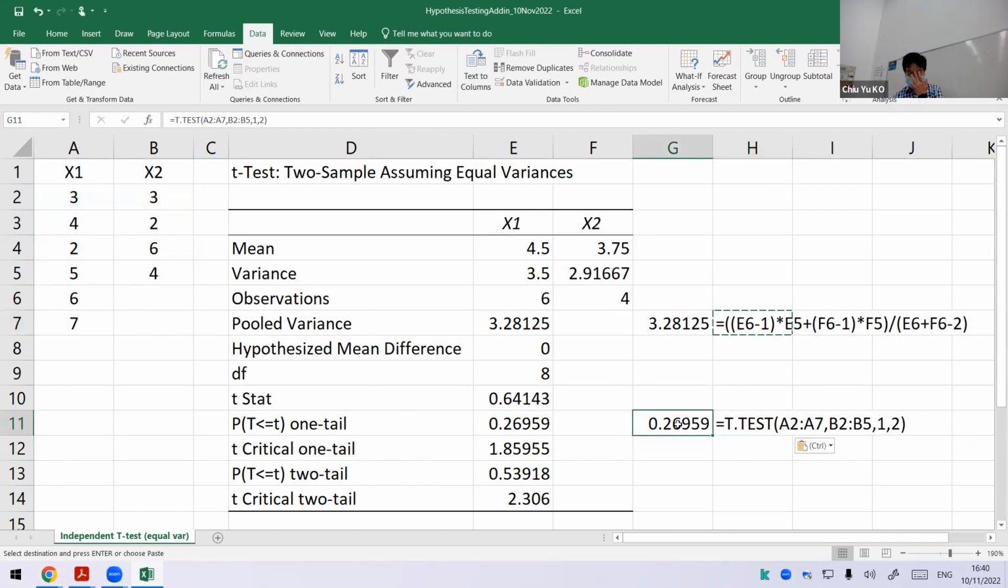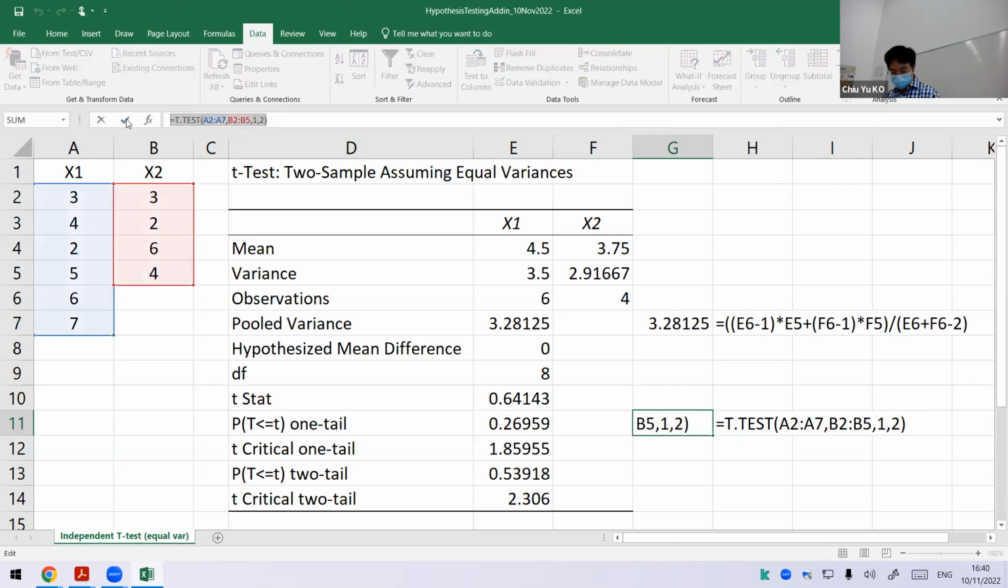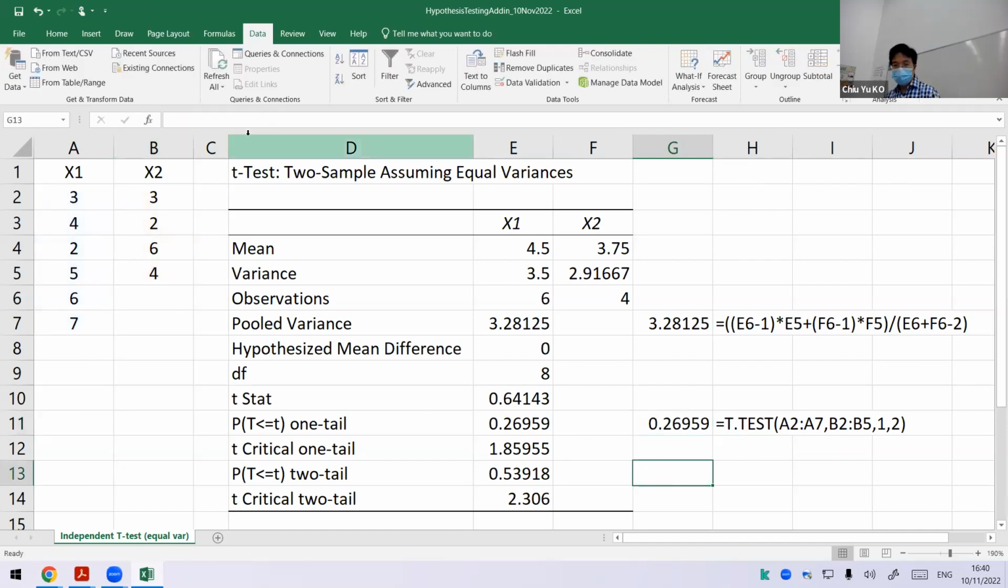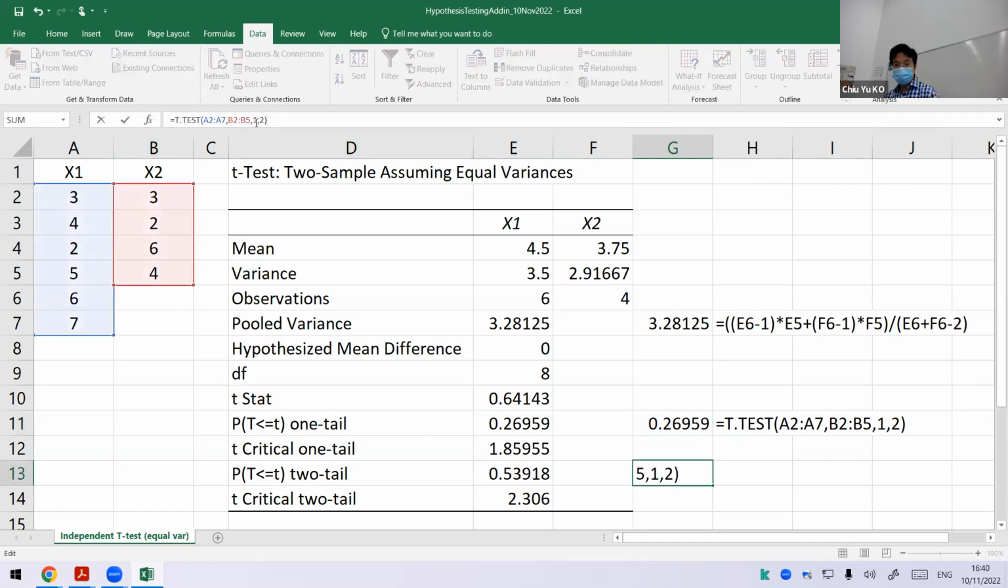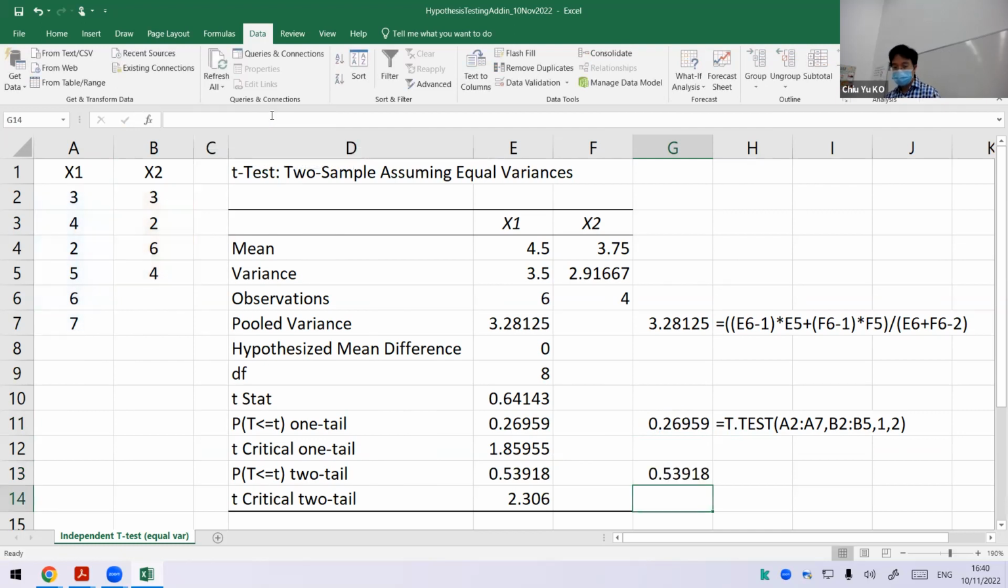I guess they give you the smaller one. Okay, so that should be fine. This is the same here, and you can use the two tail. That also uses two tail. They should give you the same answer.